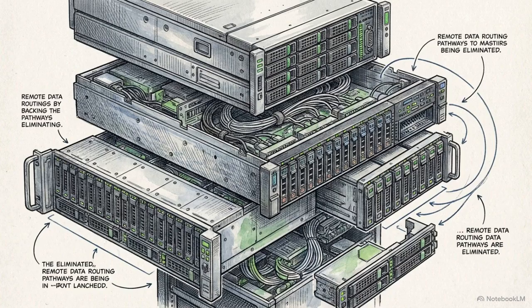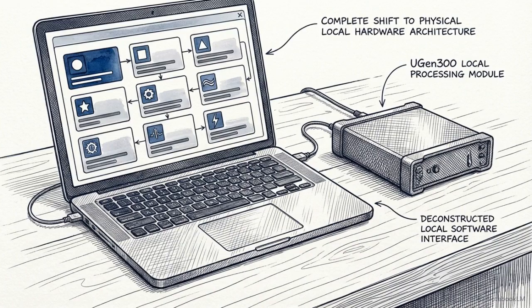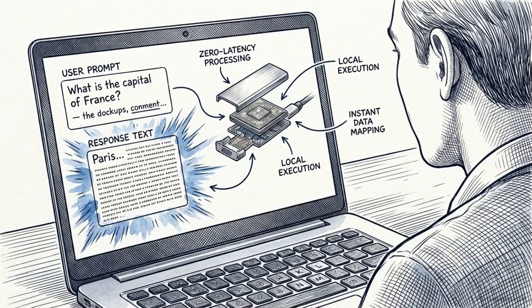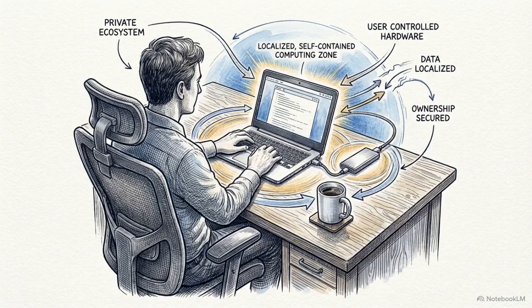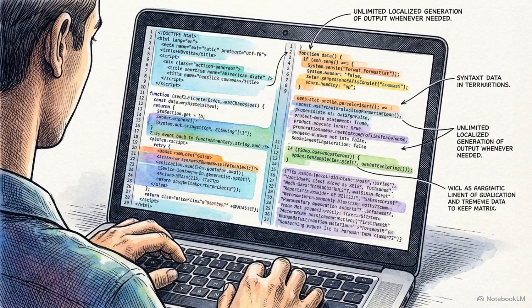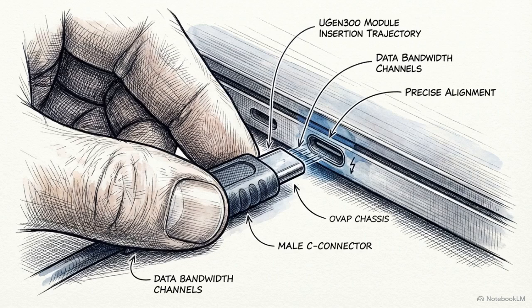When you process those models locally instead of routing them through a server, you eliminate the need for ongoing cloud service payments entirely. You also cut out the network wait times. Operations execute with zero latency, and because your files never leave your desk, your data privacy is guaranteed. Owning the hardware means you move from renting remote computing power to generating as much local output as you need, whenever you need it. To get started, simply plug the UGen 300 into the Type-C port on your host laptop.